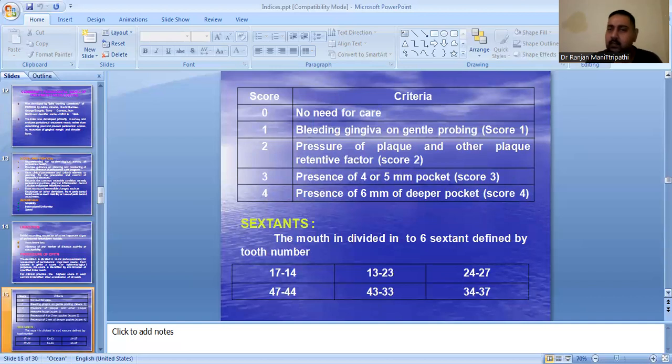Score 0 means there is no need of care. Score 1 is bleeding gingiva on gentle probing. Score 2 means presence of calculus and other plaque retentive factors. Score 3 means presence of a 4 or 5 mm pocket. And score 4 means presence of 6 mm or deeper pockets. The sextants into which the mouth is divided, those 6, are defined by tooth numbers: 17-14, 13-23, 24-27, and again 34-37, 33-43, and 44-47.